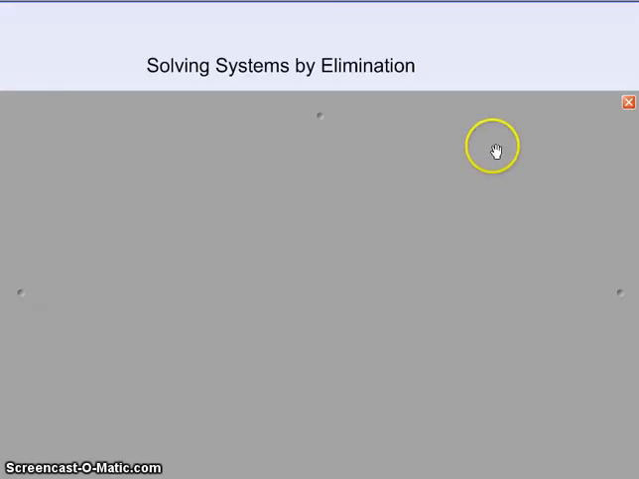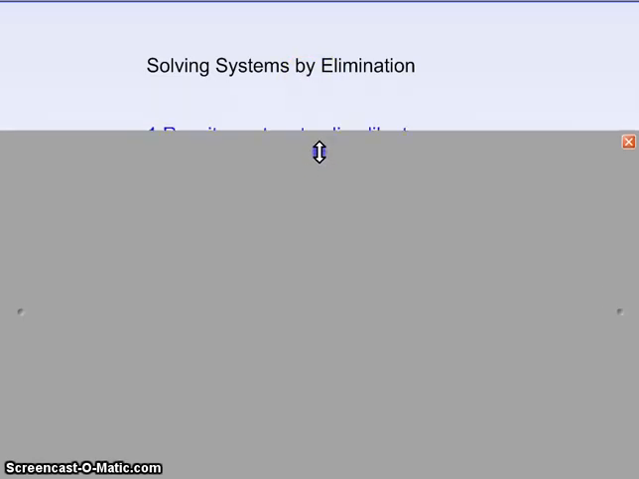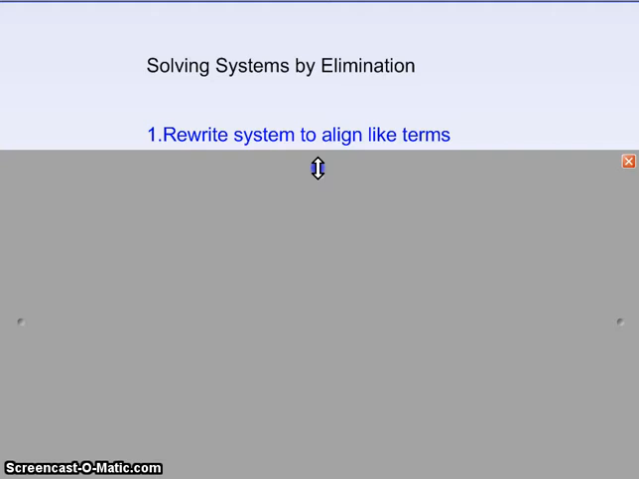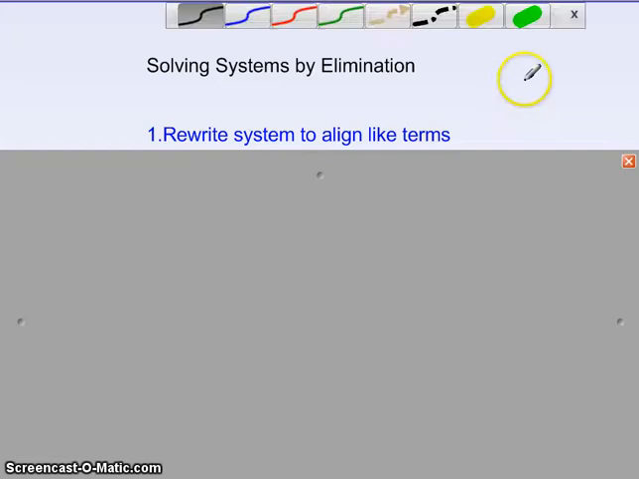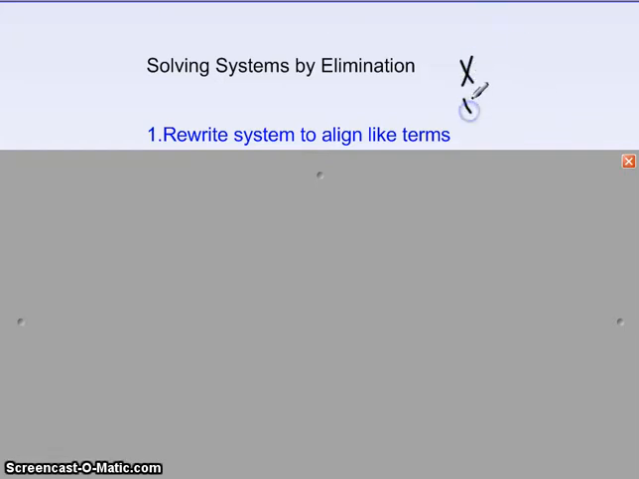Let's get started. The first thing I've done here is just made a checklist for elimination. Let's read through it real quick. We're going to rewrite the system to align the like terms, which just means that we're going to have the x's in one column, the y's in another column, and then after the equals, we're going to have our constants over here.